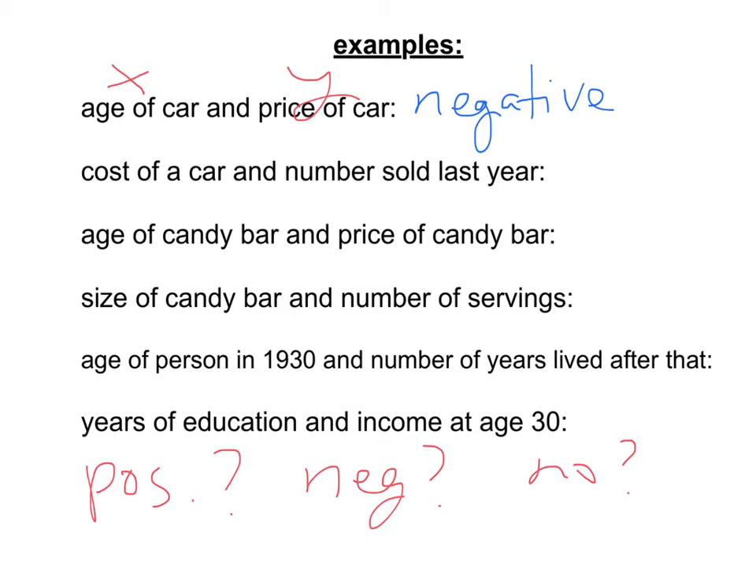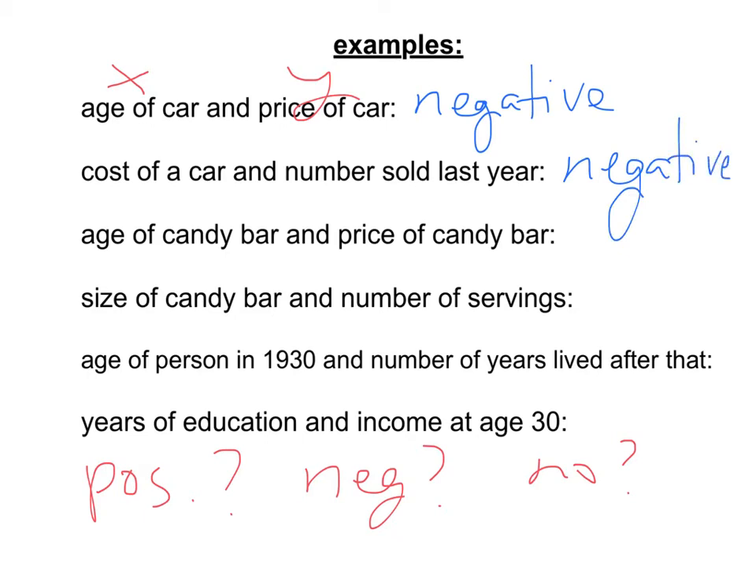So look at the next one. We've got the cost of a car and the number sold last year. So in general, would you expect that as the cost of cars goes up, the number of cars sold would go up, down, or stay the same? No prediction. And in general, they're going to go down. So we're going to call that, and again we're looking at general right now, in general, that's going to be negative.